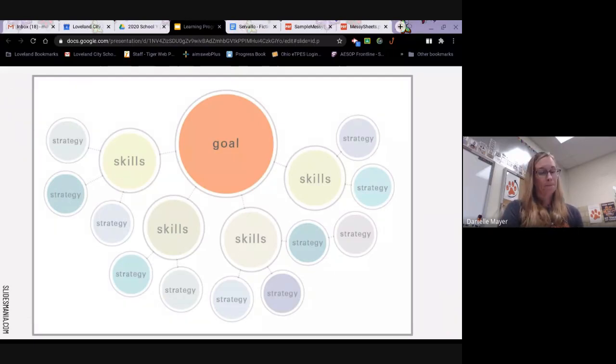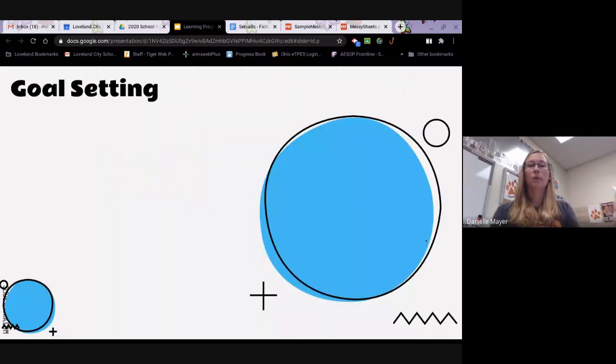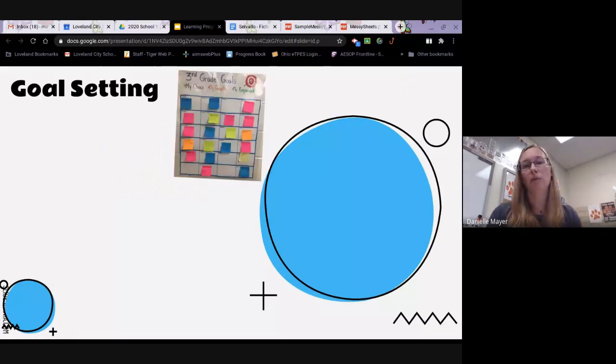So that big setting the goal is where we're going to head next. When we work with students and we want them to have that ownership and go over it, I'm just going to show you a few quick ways, right?